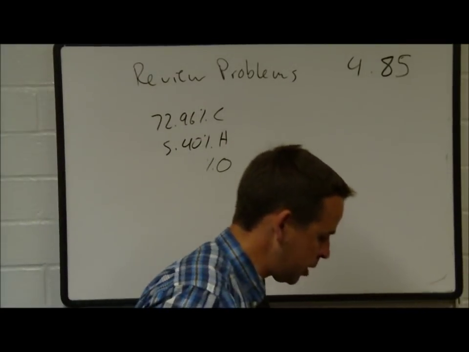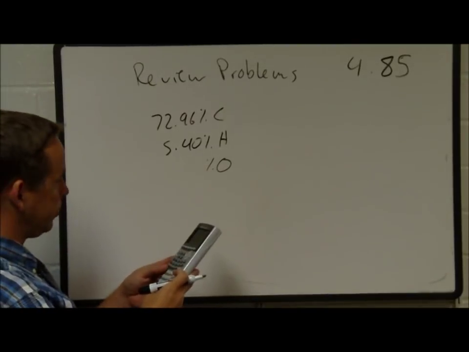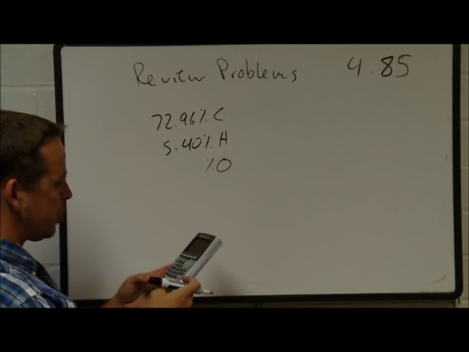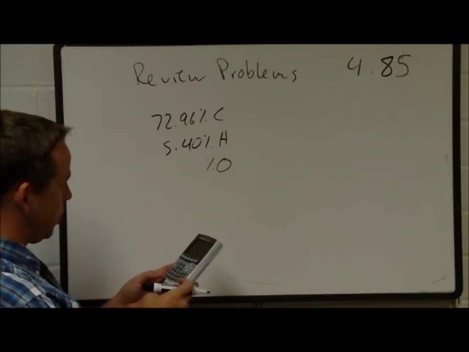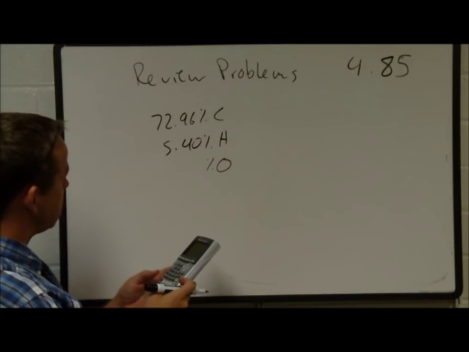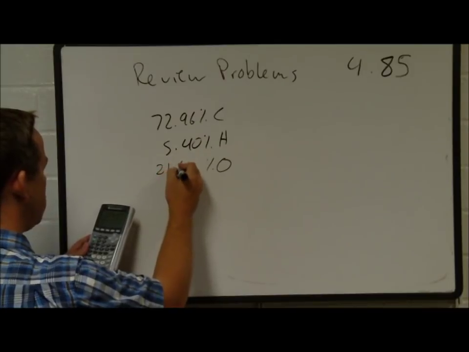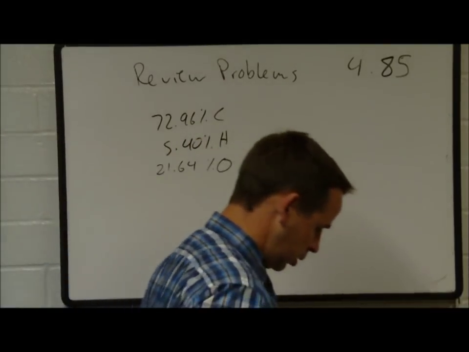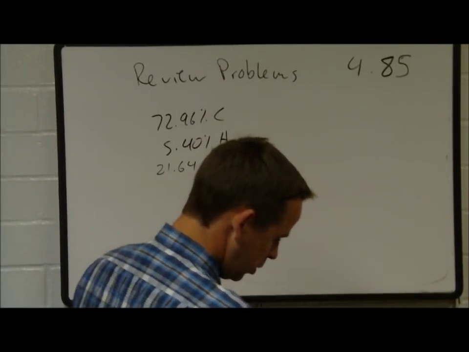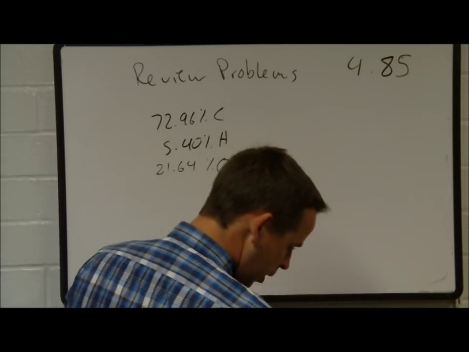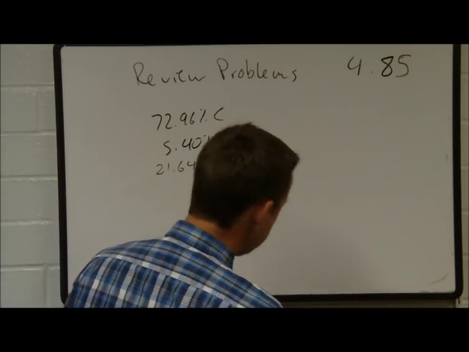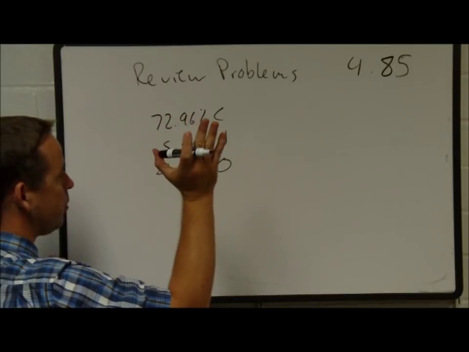Well, we're not going to let them trick us. We're going to find out how much oxygen right away, right? 100% minus 72.96 minus 5.40. So we have 21.64% oxygen. What's the empirical formula? So now we just need to find the empirical formula.